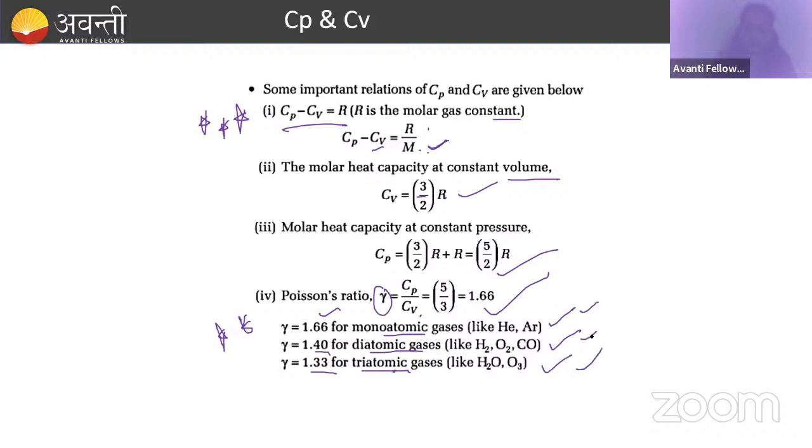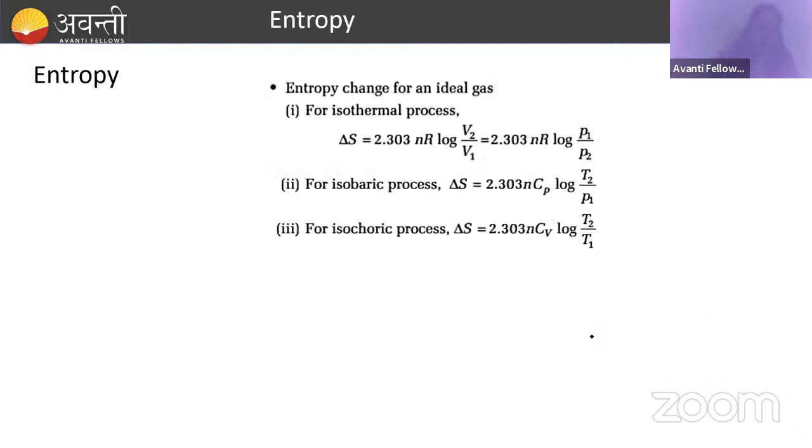Very important. Next, entropy. So what is entropy? Entropy change for an ideal gas. Entropy means the randomness present in a given system. When a substance changes from solid to liquid, its entropy increases. When it changes from liquid to gas, its entropy again increases. So the randomness increases, the entropy increases.